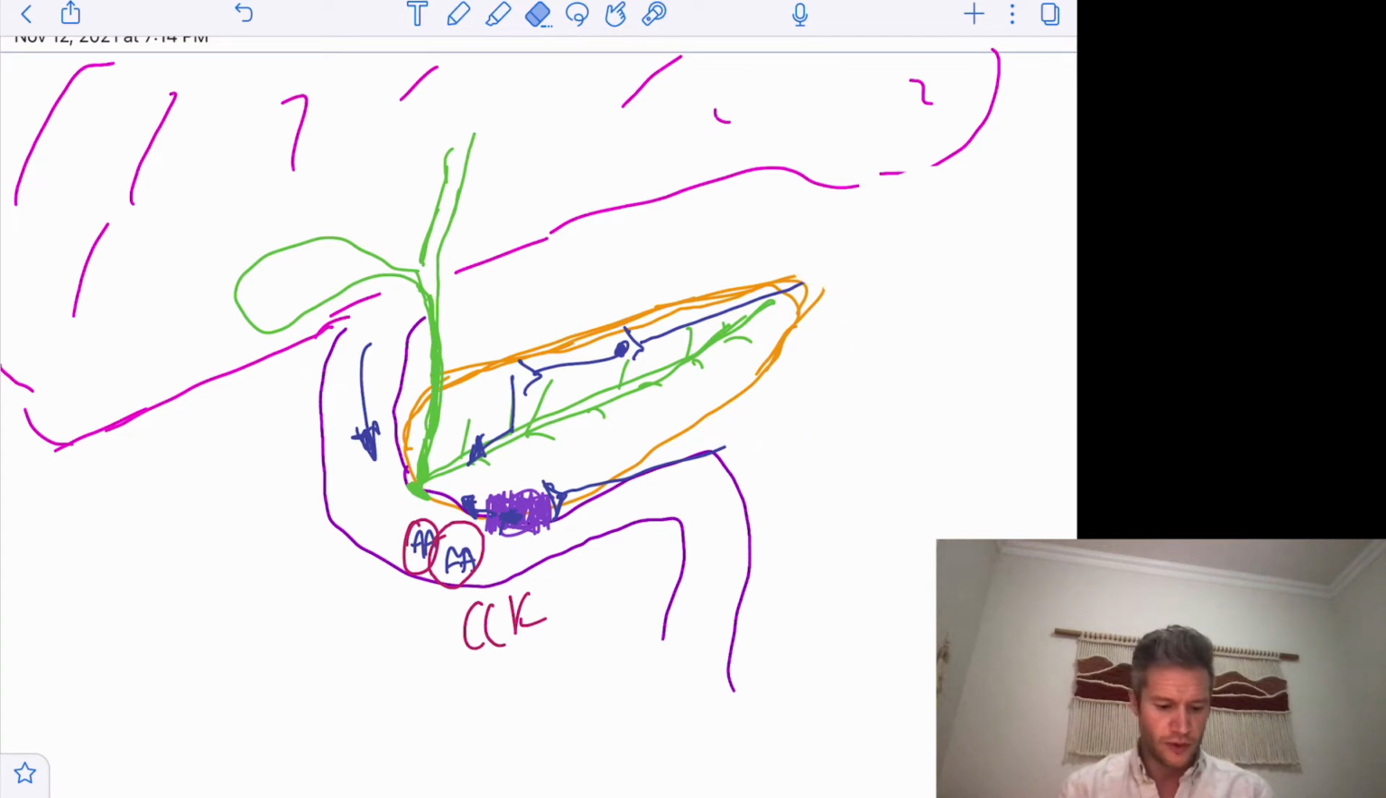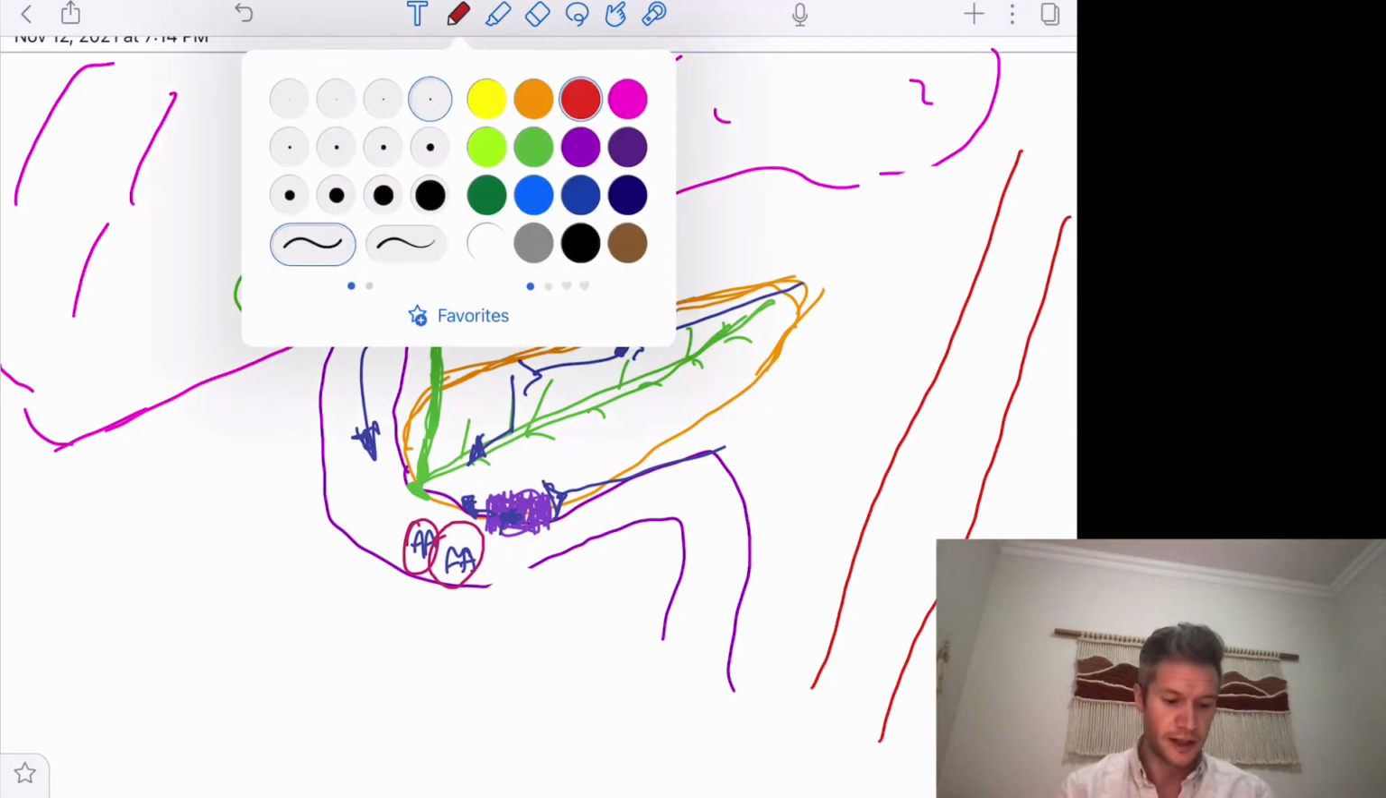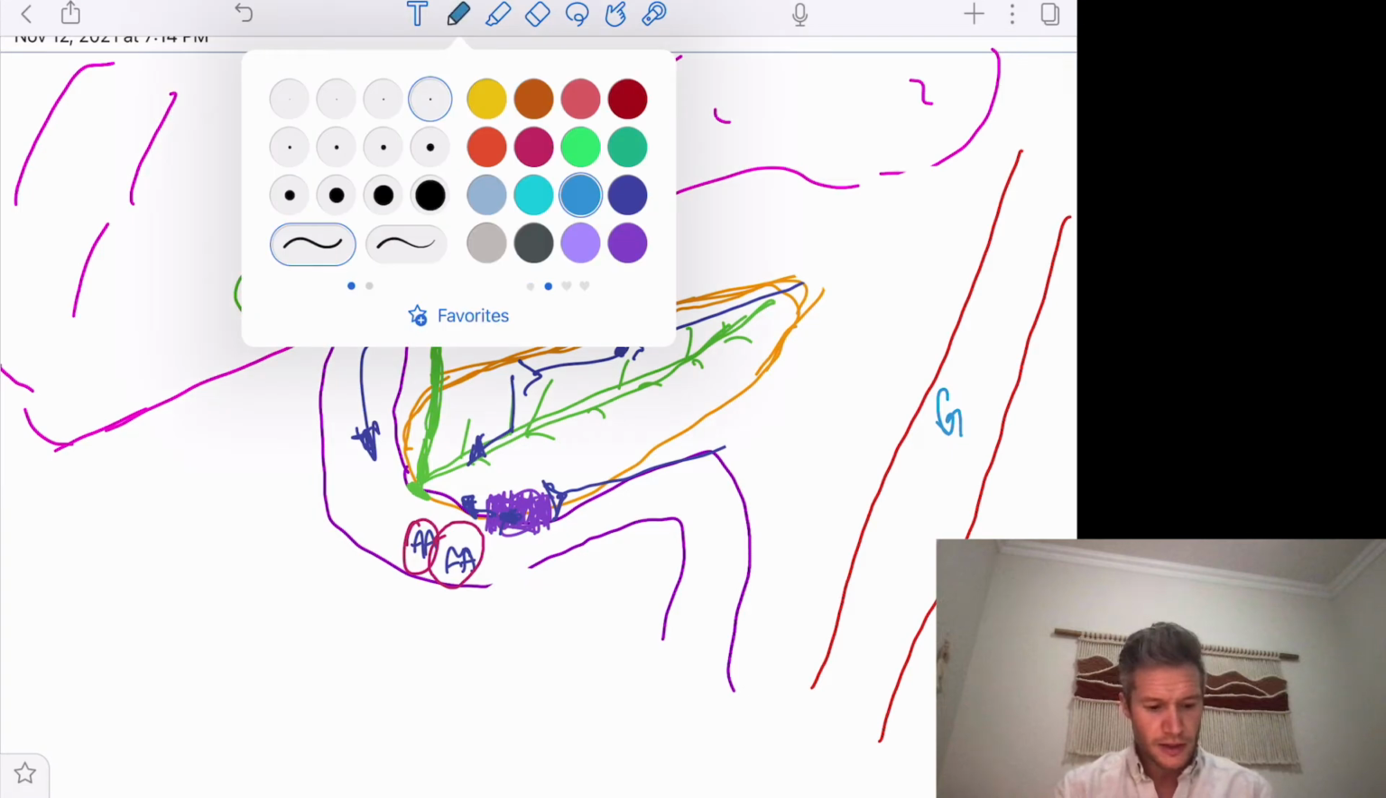So we're going to move over to some blood sugar levels. And how do we regulate that? So one of the ways we're looking at that is, let's say, we'll just say G for glucose levels.